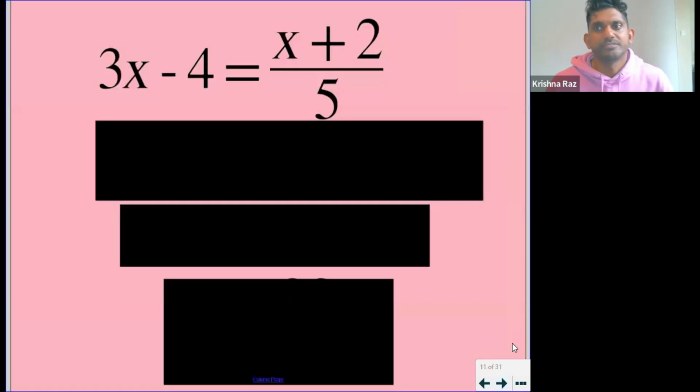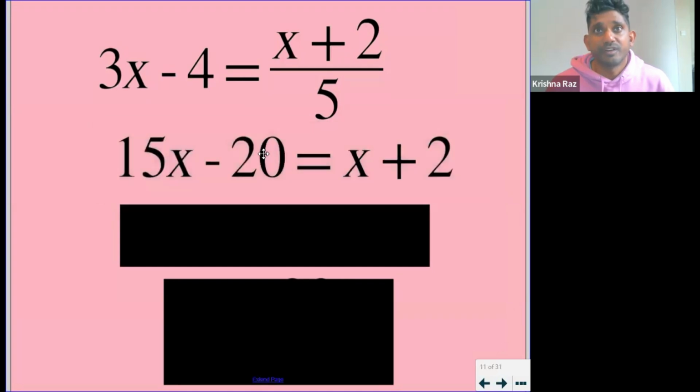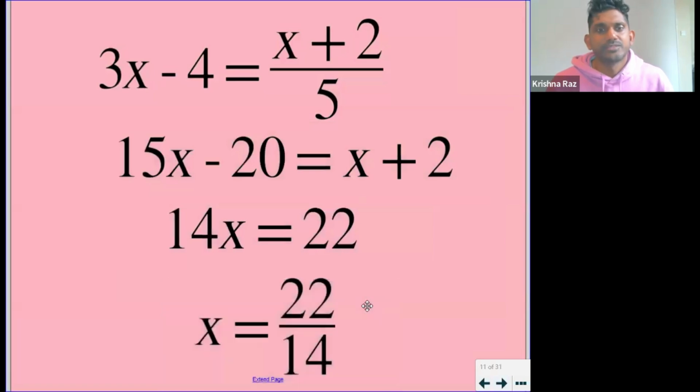Tip number 5. Oh, they love this. I fancy one of these in the next paper, so I thought I'd put one in. We need to get rid of that 5 first, so times everything by 5. You do not have to times x plus 2 by 5 because then you would have timesed it by 5 twice. This gives us 15x minus 20 equals x plus 2. And then from there, we can get the answer easily. Remember, we only times that left-hand side by 5. The 5 simply disappears from the denominator on the right-hand side.